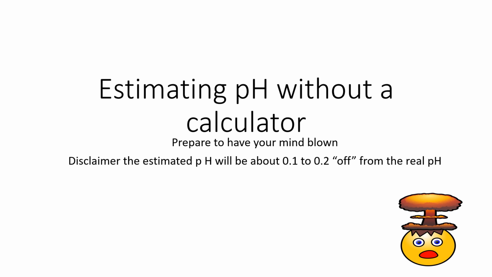Just a very quick disclaimer: whenever we're doing the estimation, you're going to be about 0.1 to 0.2 off from the real pH. So if you're estimating this way, when you go to pick a pH on your multiple choice selection, you want to select something slightly different. If we're going straight from hydrogen to a pH, our estimated pH is going to be about 0.2 higher, so you want to pick something about 0.2 lower. You'll see in a minute when we go from hydroxide to pOH, it's going to be the opposite.